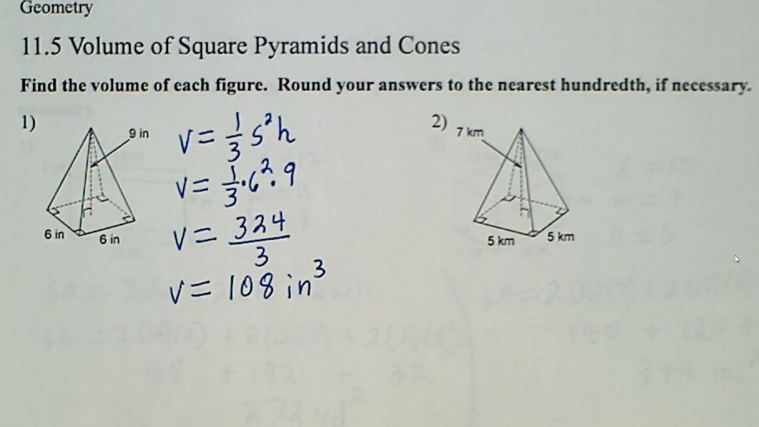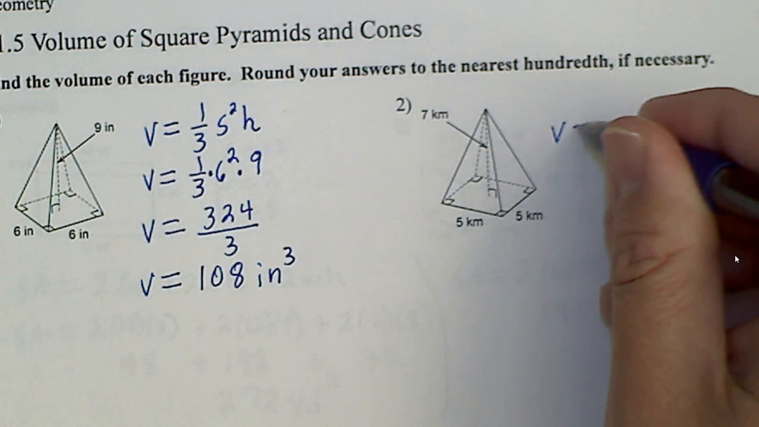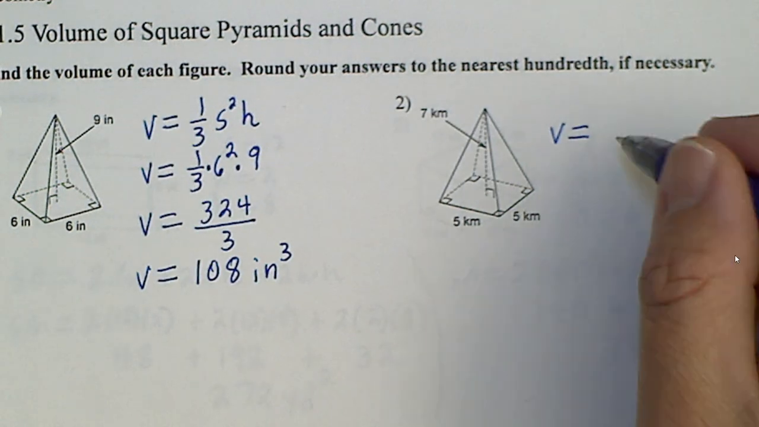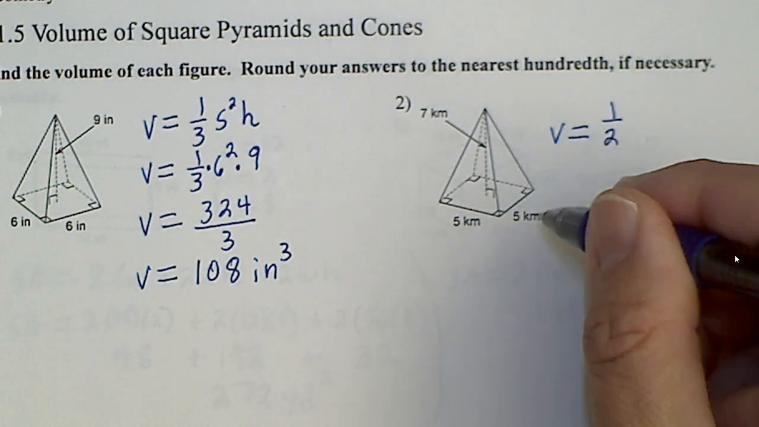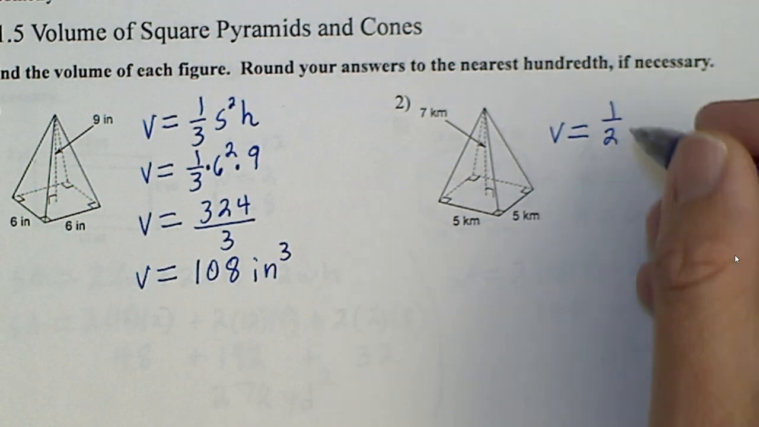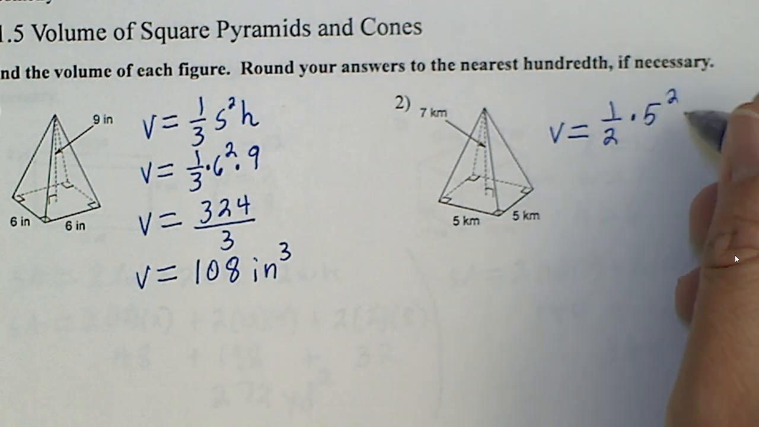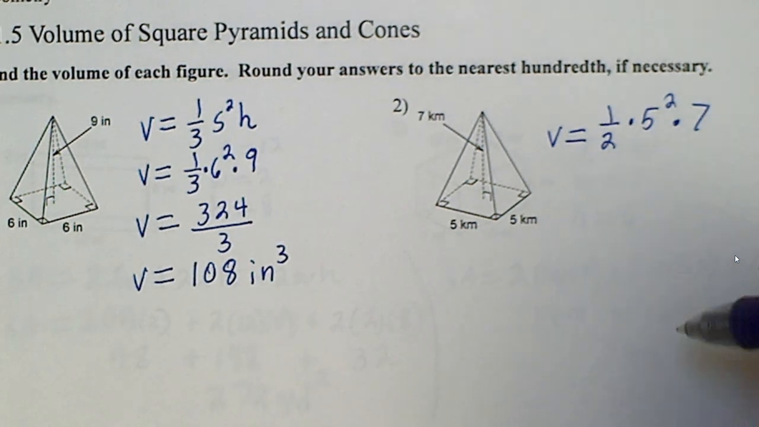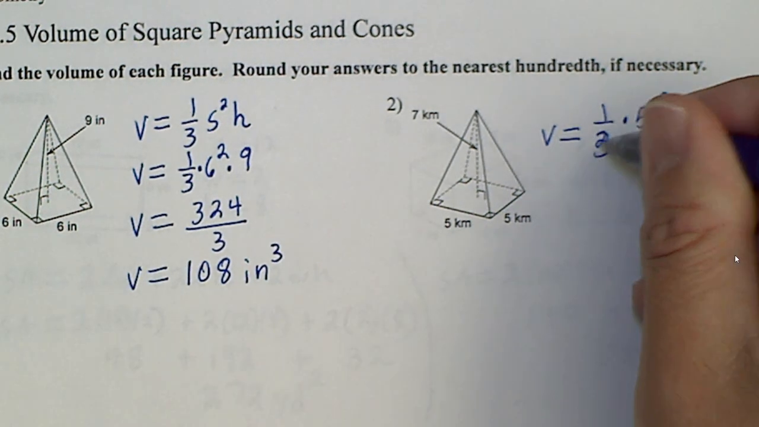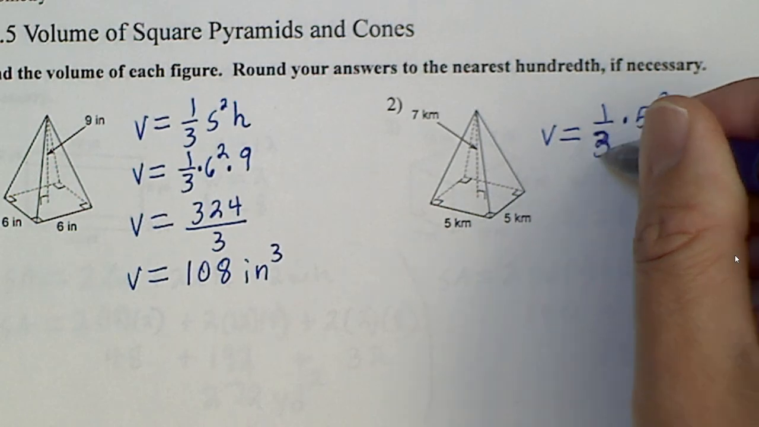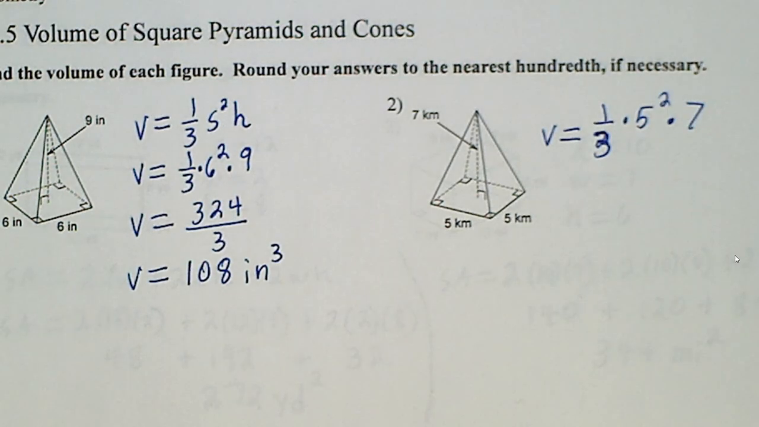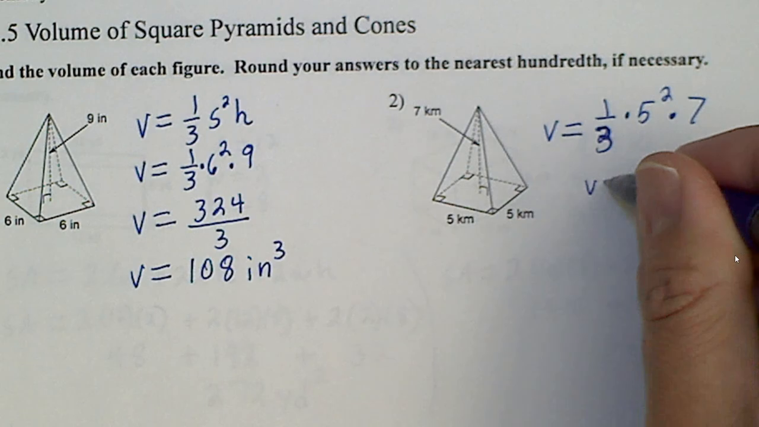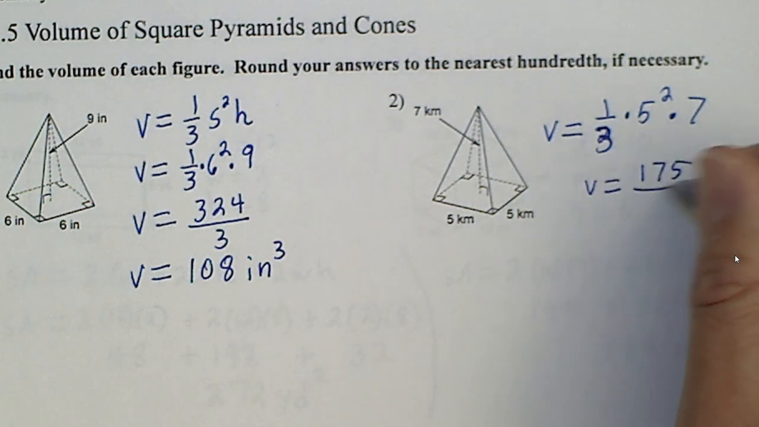All right, so let's see how we did. So again, same formula. We take 1/2 times the length of a side squared, so the length of the side is 5. So times 5 squared, and then times the height of the pyramid, which is 7. Oops, I'm sorry, not 1/2, 1/3. My goodness, I apologize. 1/3 times 5 squared times 7. So 5 squared is 25. 25 times 7 is 175. So we have 175 thirds.